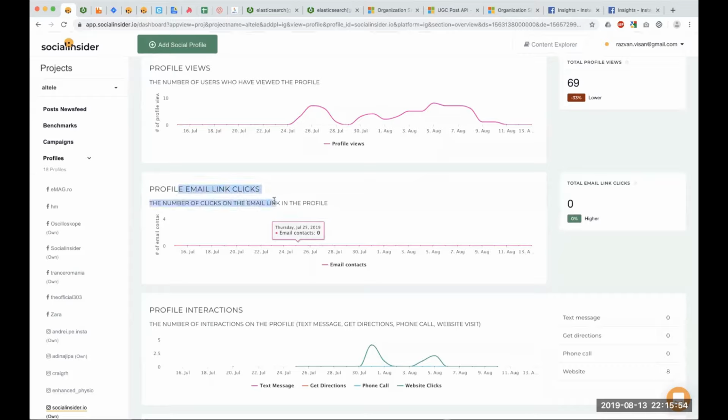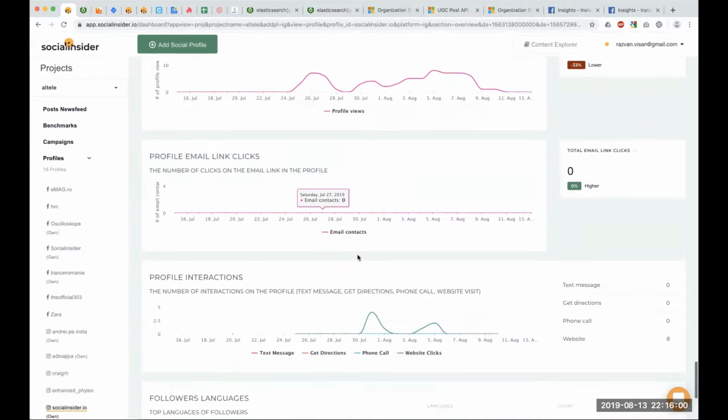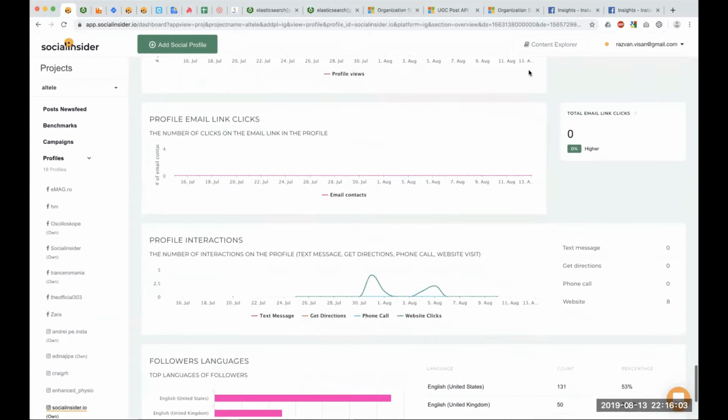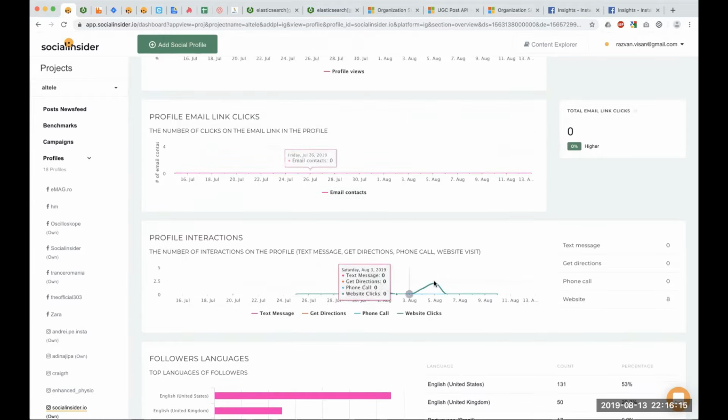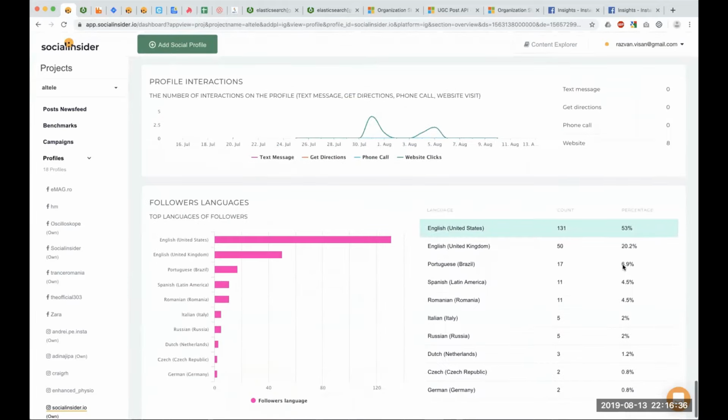Okay, profile email link clicks. I don't think we have an email in the profile, so 0 across the board. And one more thing, the link clicks and the profile interactions, the email clicks and the other profile interactions are daily insights. So you can see them here in the daily charts, and again in a nice table as sums. And the website clicks is the only thing that pops up with 8 website clicks.